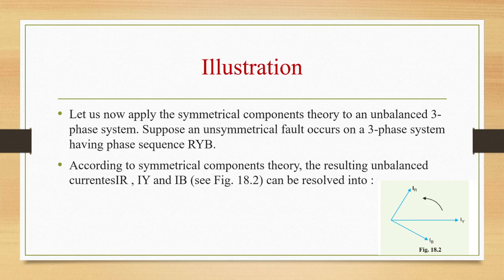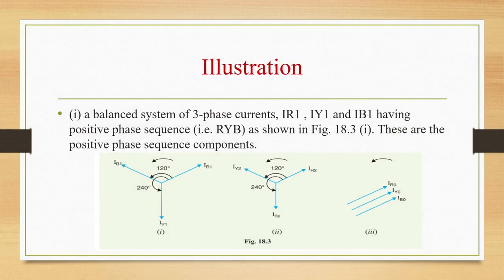According to symmetrical components theory, the resulting unbalanced currents IR, IY and IB can be resolved into a balanced system of three-phase currents IR1, IY1 and IB1 having positive phase sequence, that is RYB, as shown in figure 1. This figure 1 represents the positive phase sequence RYB with a phase displacement of 120 degrees between each current. So these are the positive phase sequence components.